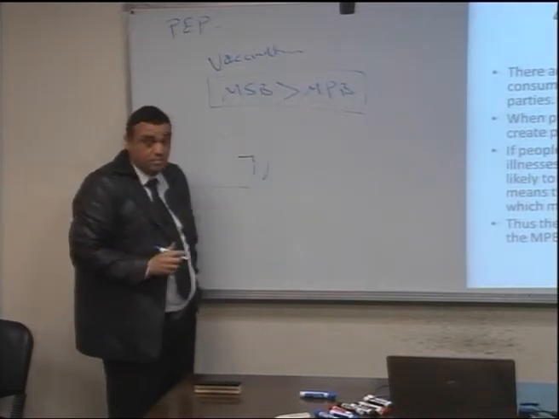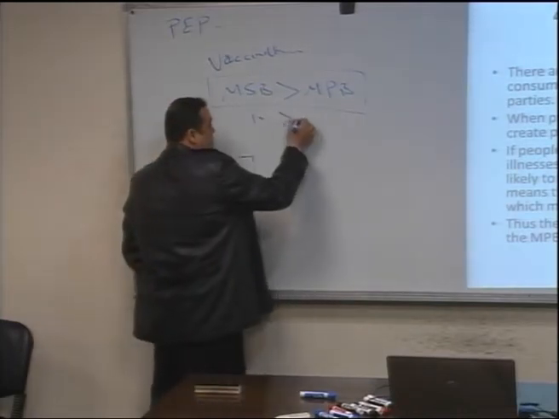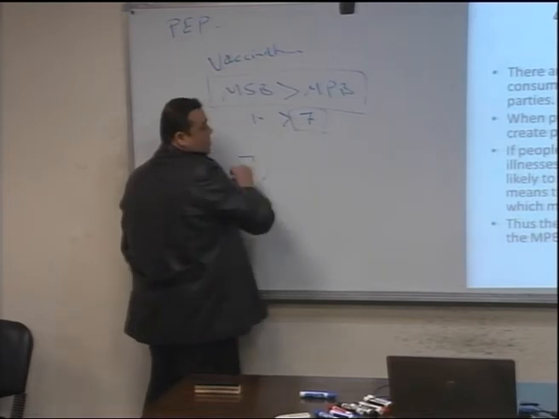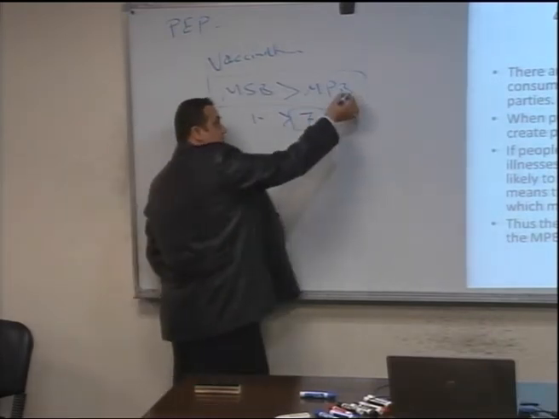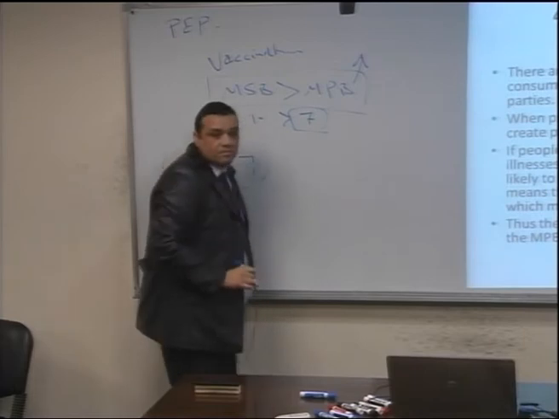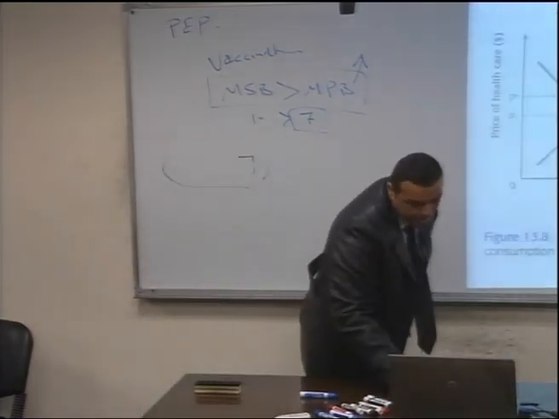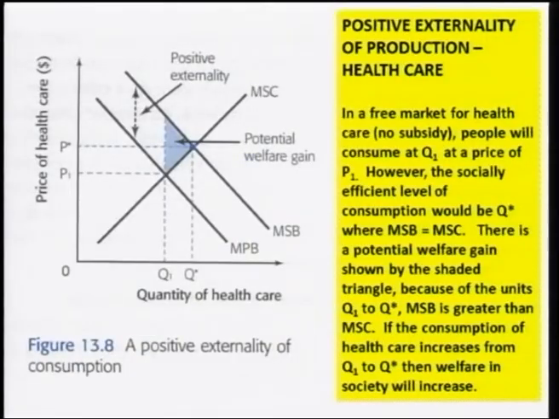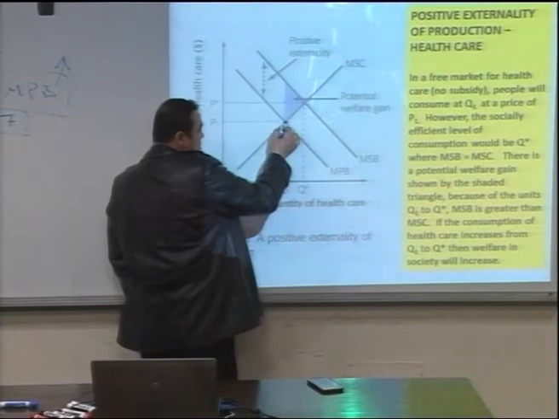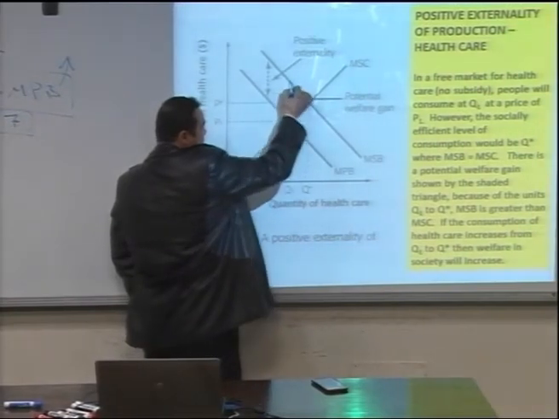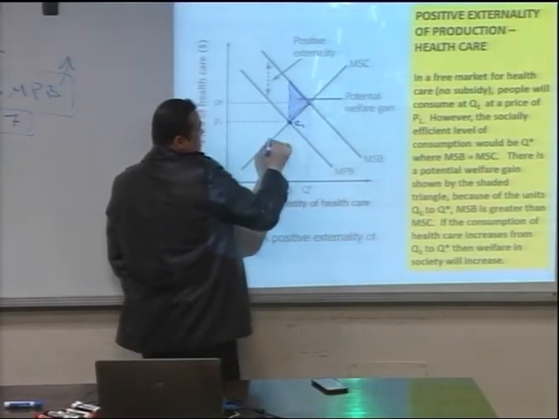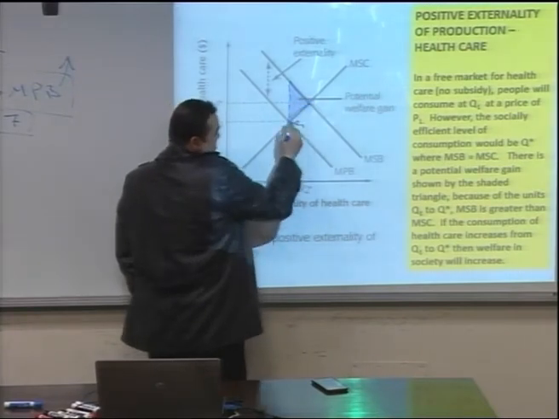Okay? 10 is bigger than 7. So what shall we do? We have to increase the marginal private benefits. Here is the case. The marginal social benefits is bigger than the marginal private benefits, and this is here E1, the deadweight loss, or the potential welfare gains here.